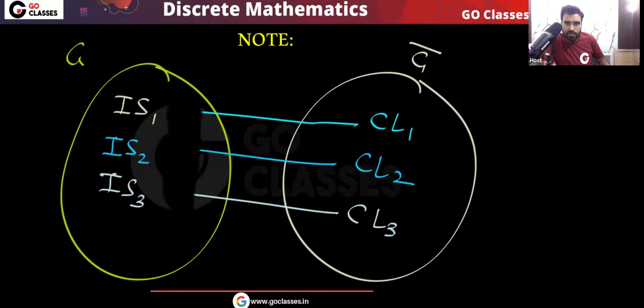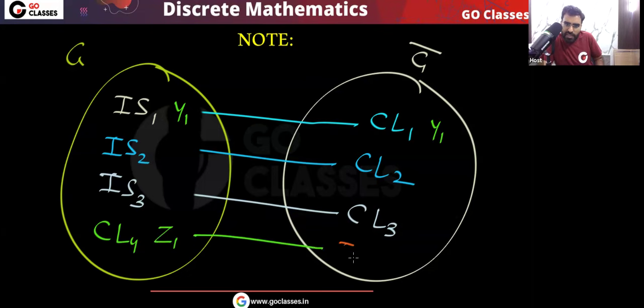So you can see, for example, if this independent set is, let's assume y1, then this will become a clique in G complement. And if you have a clique, let's assume the clique is z1 in G, then remember that will become an independent set here. So I hope you understood the point, that y2, y3, like that.